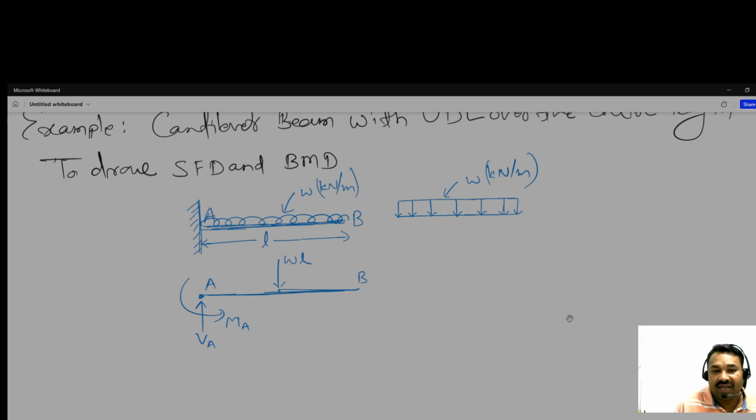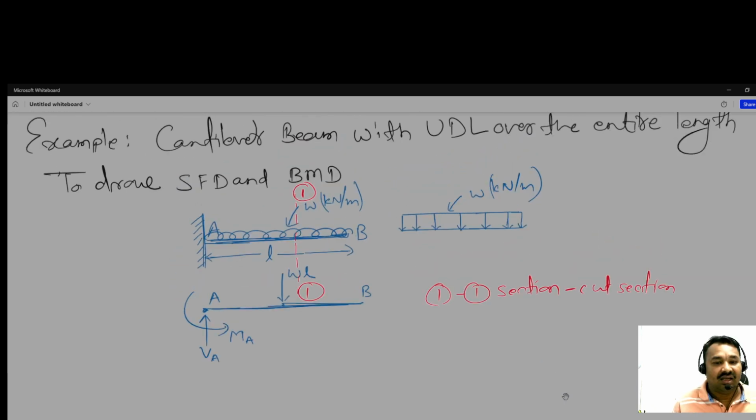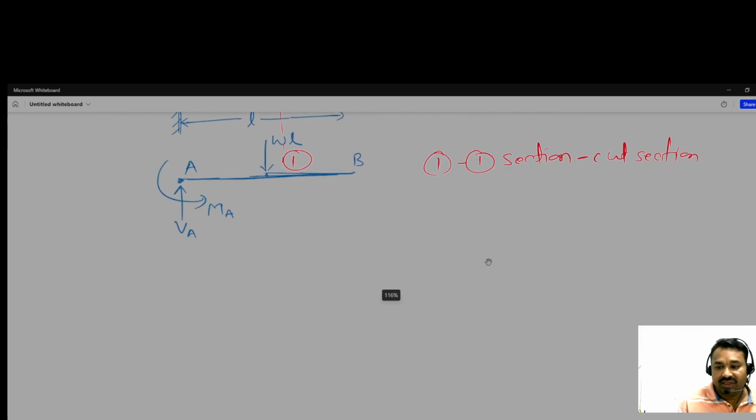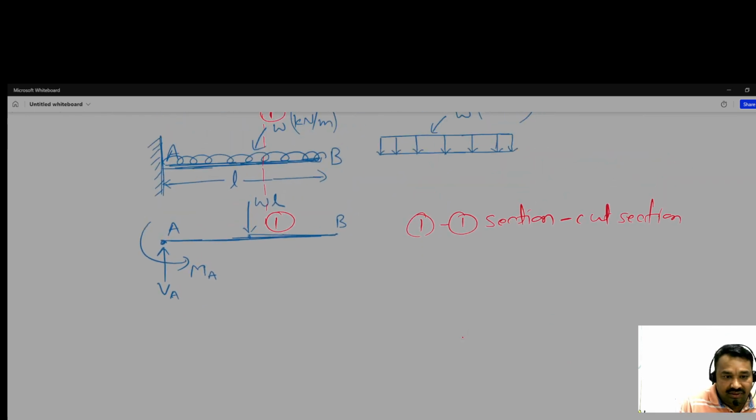But for this we have to cut the section. Suppose we cut this beam from here, and I name it section 1-1. This is the cut section. I am not going into detail about how the SFD and BMD are obtained; I am writing them directly so that the main purpose can be fulfilled.